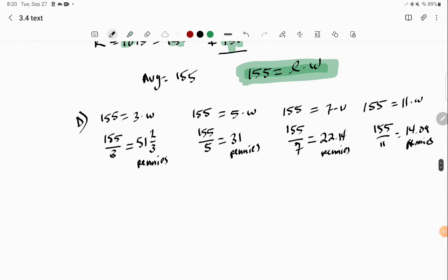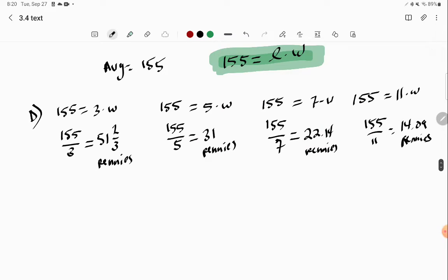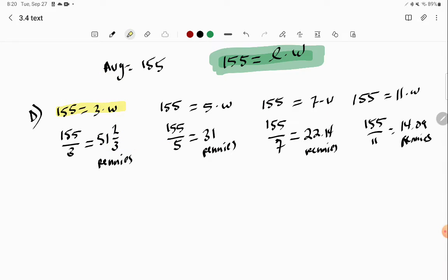Okay, and then if we look at all of those breaking weights, here are all of your equations. The first one is 155 is equal to the length of 3 times the breaking weight. 155 is equal to 5, 7, and 11. And remember, we use the fact families. We know that 155 over 3 will give us W, and that gives us 51 2/3 pennies. Label your answers, please. 155 over 3 is equal to 31 pennies when the length is 5.